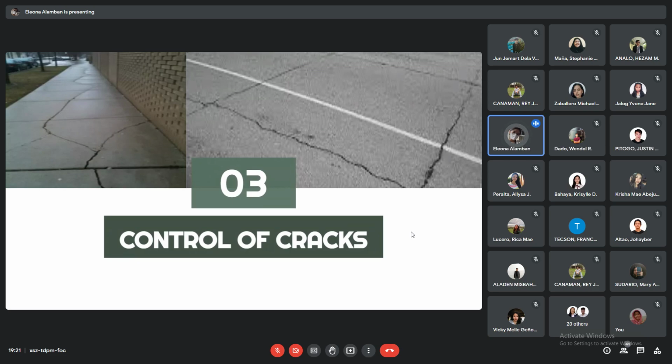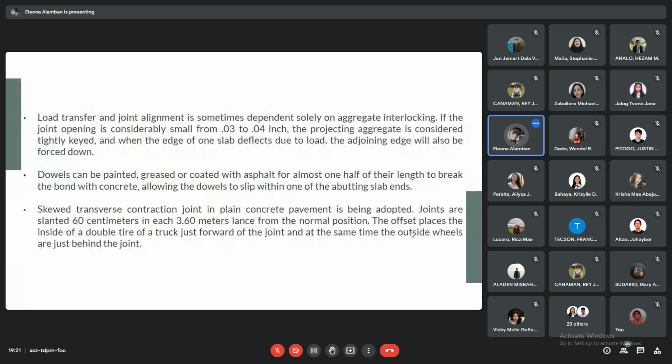Chapter 3, we have the control of cracks, and load transfer and joint alignment is sometimes dependent solely on aggregate interlocking. If the joint opening is considered small, from 0.03 to 0.04 inch, the projecting aggregate is considered tightly keyed, and when the edge of one slab deflects due to load, the adjoining edge will also be forced down.